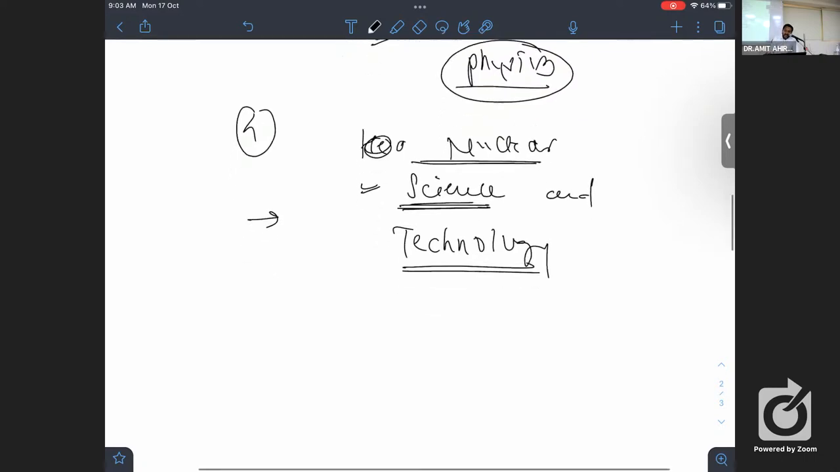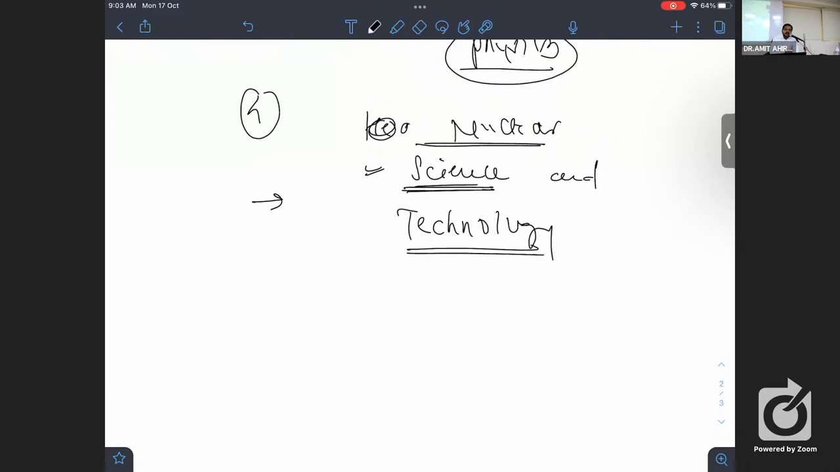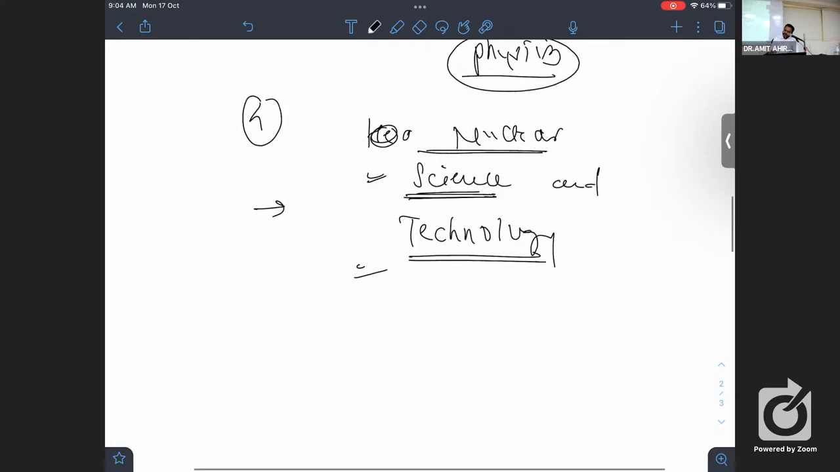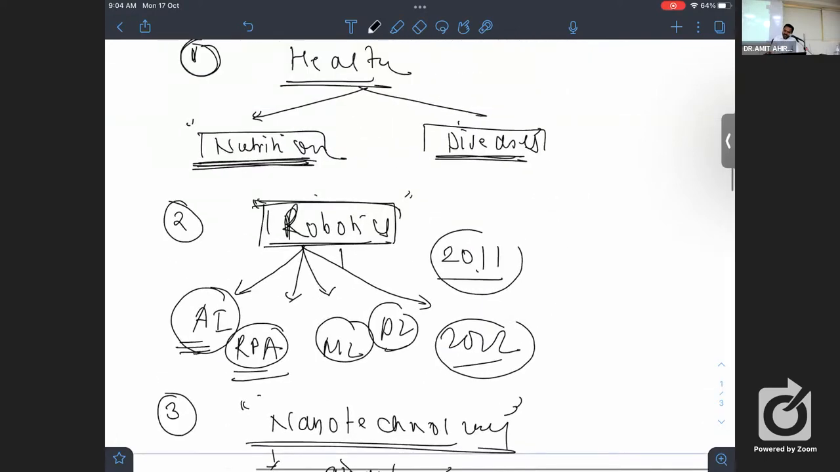So nuclear science and technology is a very big topic. It will take almost 5 to 6 lectures to finish this topic. I'll take almost 15 to 20 days to finish these topics. Understood? Obviously it is 15 to 20 days continuously, but since you will have 1-2 lectures a week, it will comfortably take 4-5 lectures, okay. Nuclear science and technology.